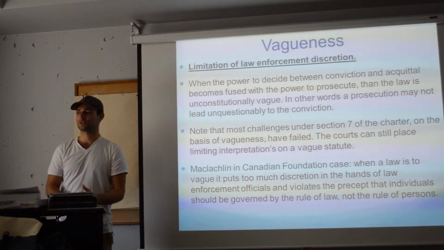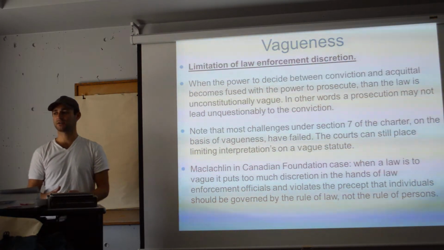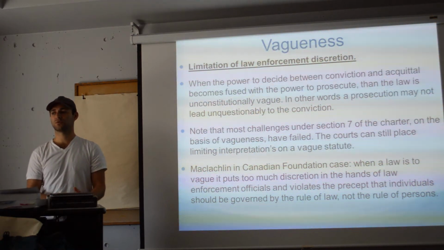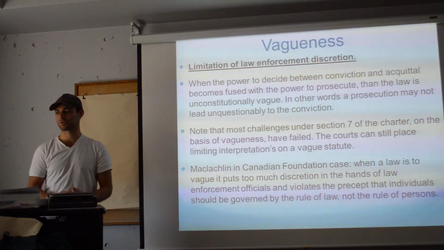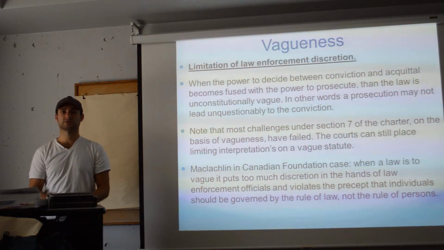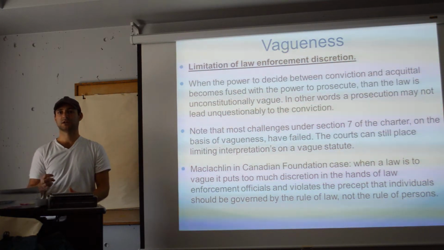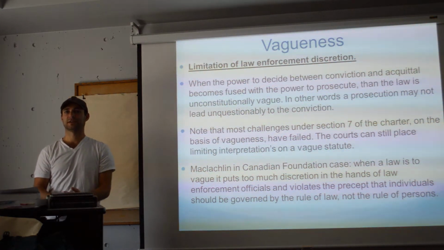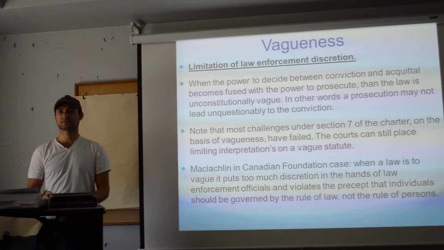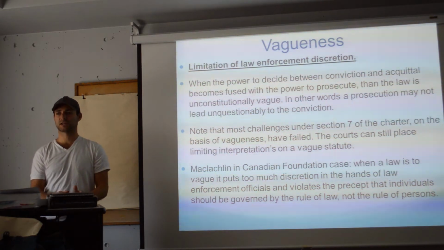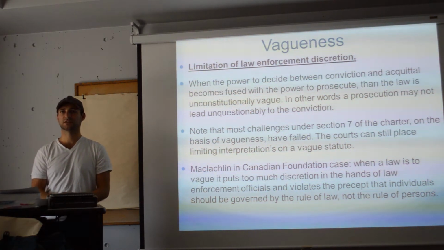Vagueness is also an issue with discretion. So when the power to decide between conviction and acquittal becomes fused with the power to prosecute, then the law is unconstitutionally vague. So if everyone that's being charged with that law is being convicted of that law, then it's too vague. The meaning isn't precise enough.